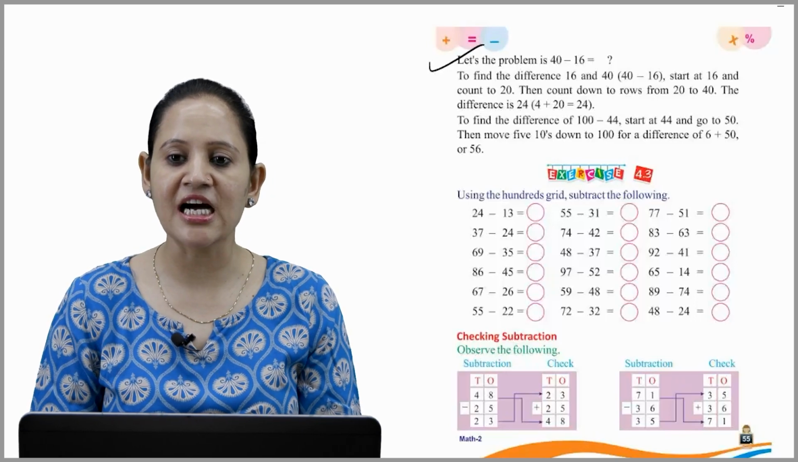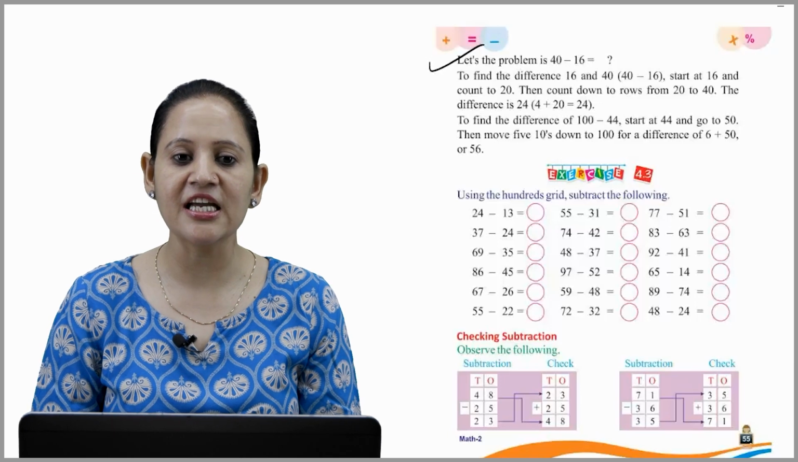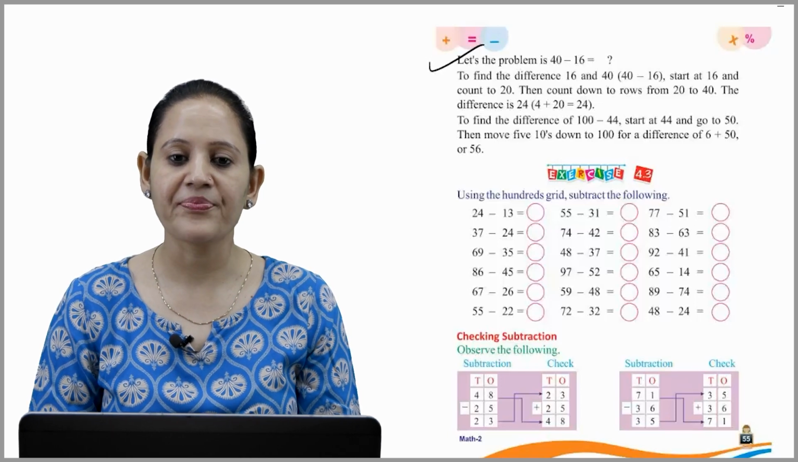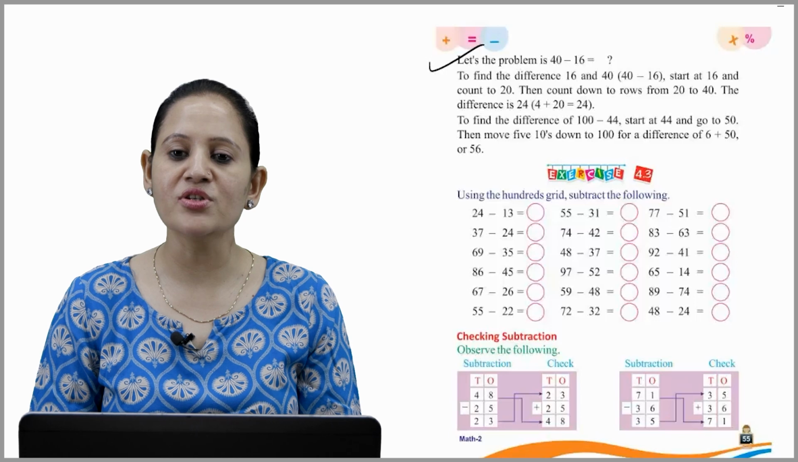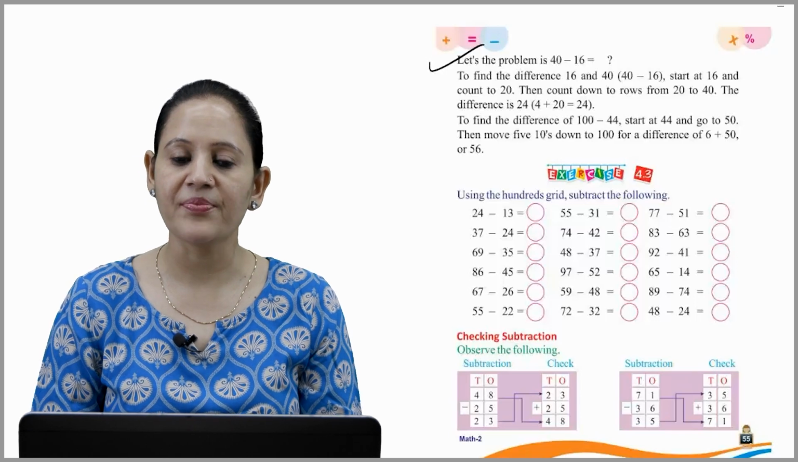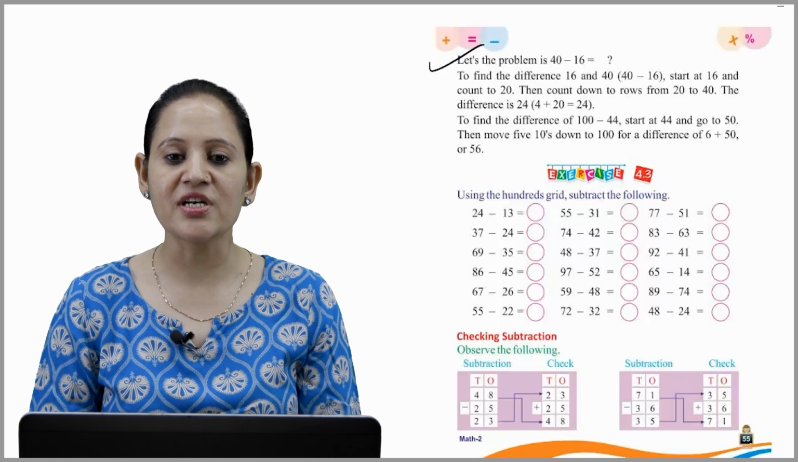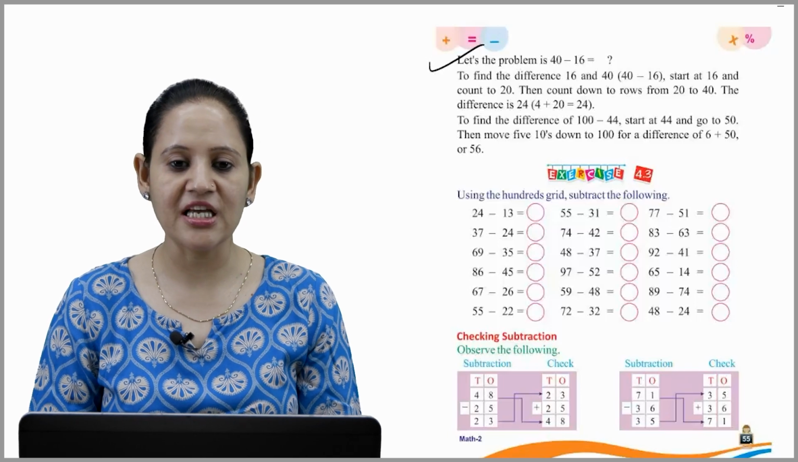40 minus 16, start at 16. 16 से start करेंगे and count to 20. Then count down the rows from the 20 to 40. The difference is 24. 4 plus 20, that is 24.